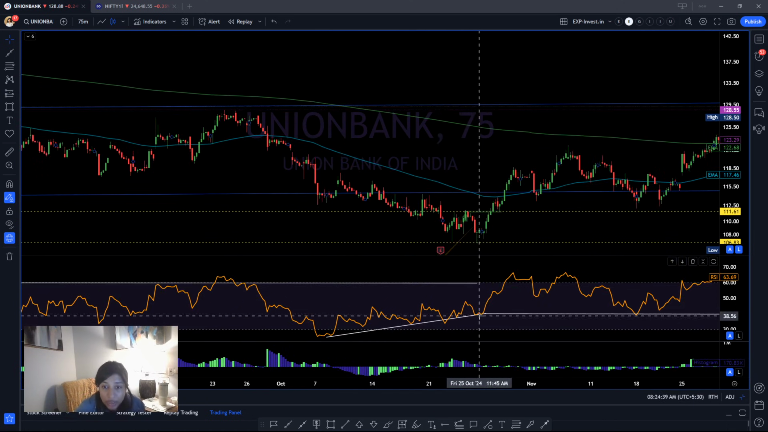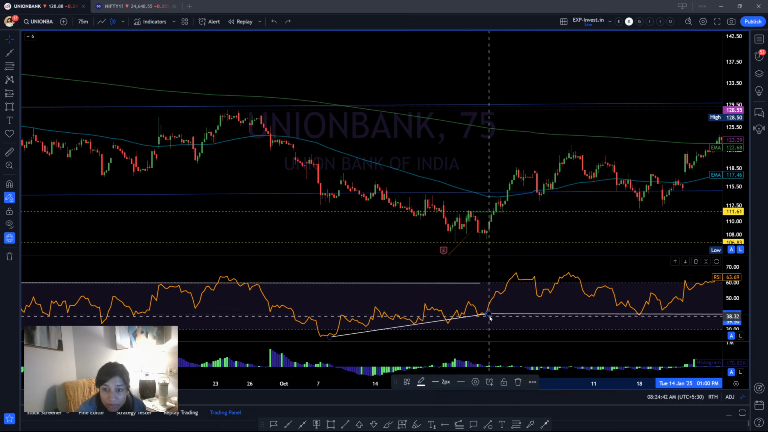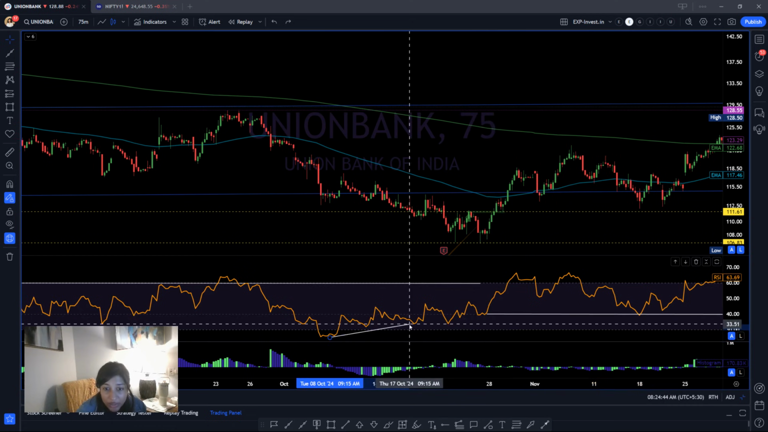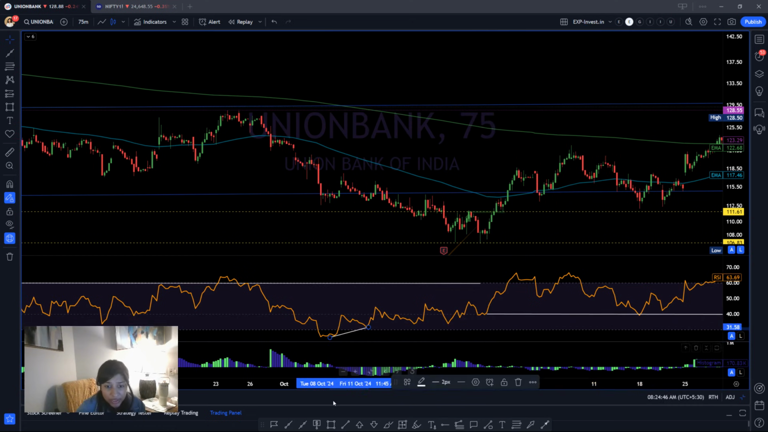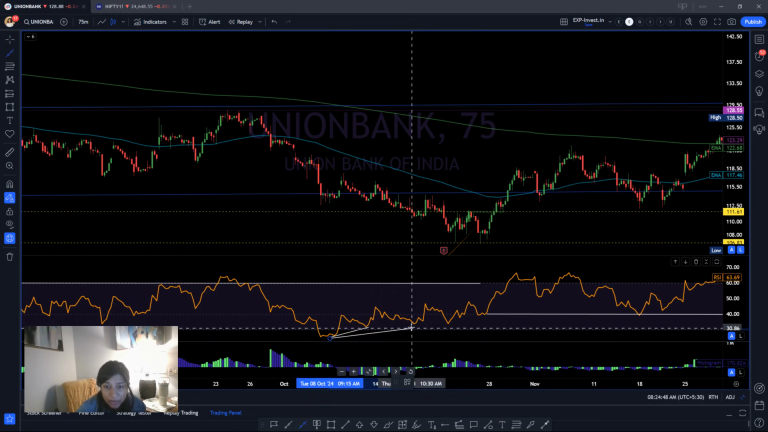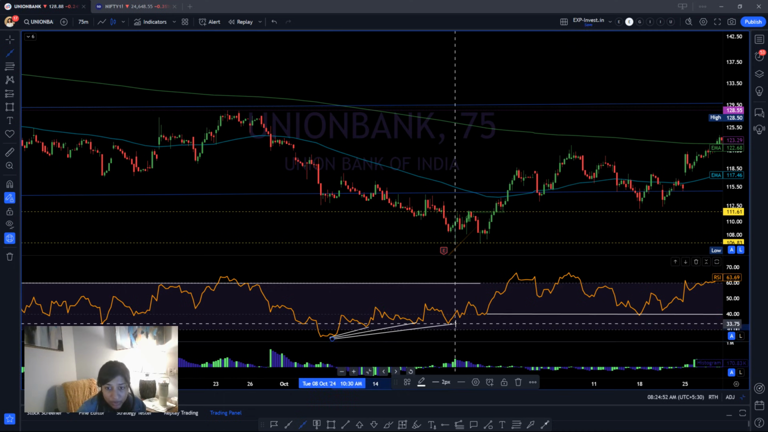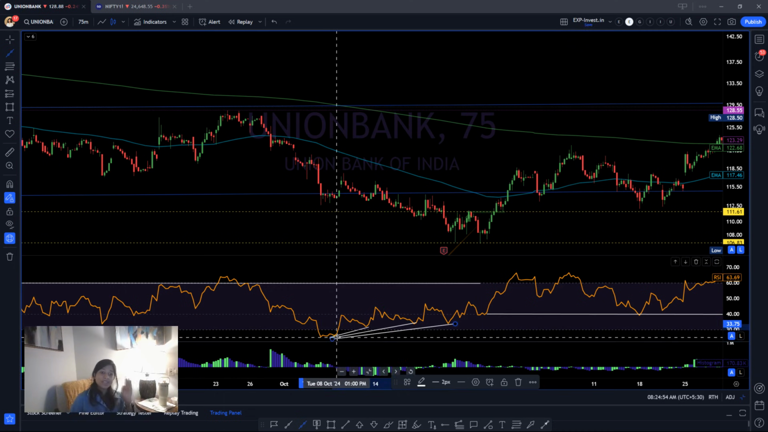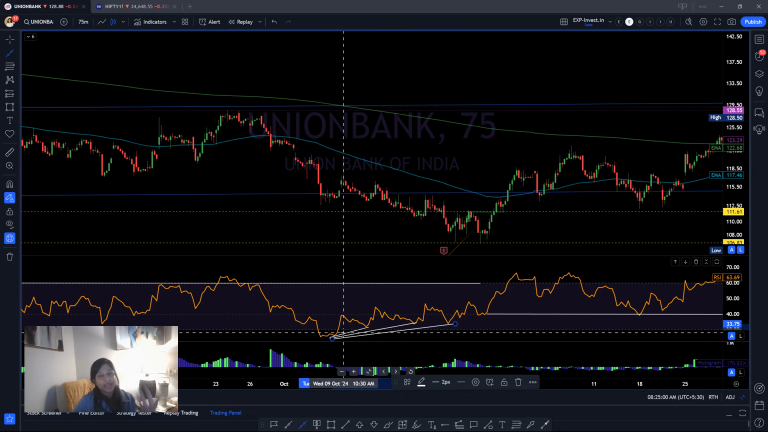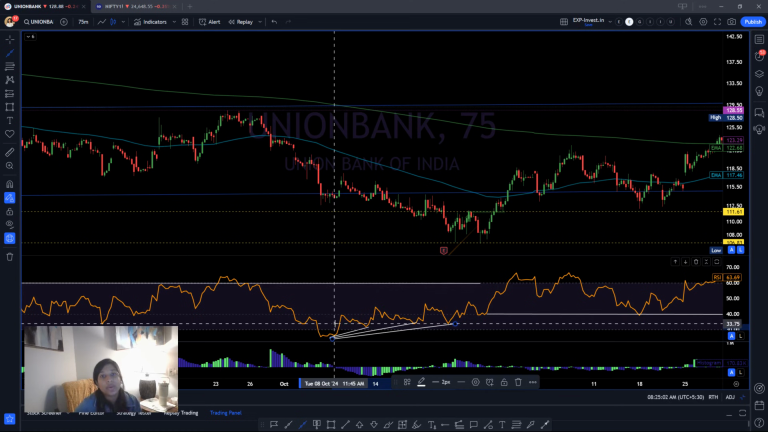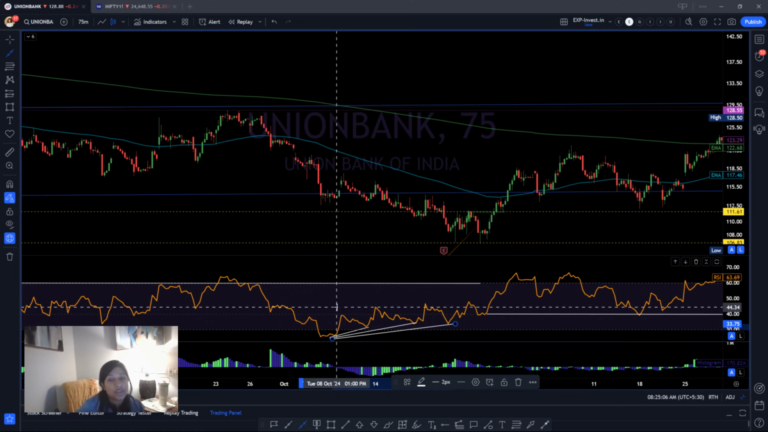Now, if you pay attention here, this positive divergence that has been marked, this was visible as a positive divergence at this point. It was visible as a positive divergence at this point. It was also visible as positive divergence at this point. So just seeing a higher low on RSI and a lower low on the price is not equal to positive divergence. Let's put our money in. You have to wait for some confirmation.